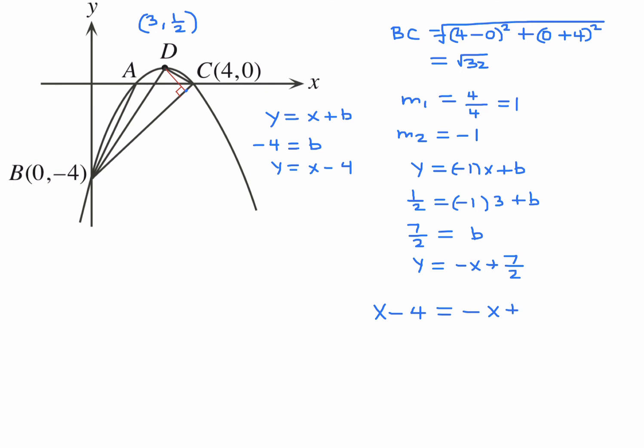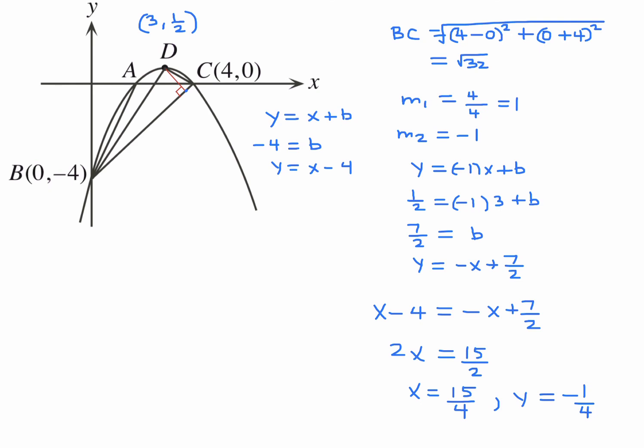X minus 4 is equal to minus x plus 7 over 2. So that means 2x is equal to 7 over 2 plus 4, which is 15 over 2. And therefore x is equal to 15 over 4. And then if you substitute that into any one of these equations, either this one or this one, you can get the value of y. And if you do, you get a value of y is equal to negative a quarter.